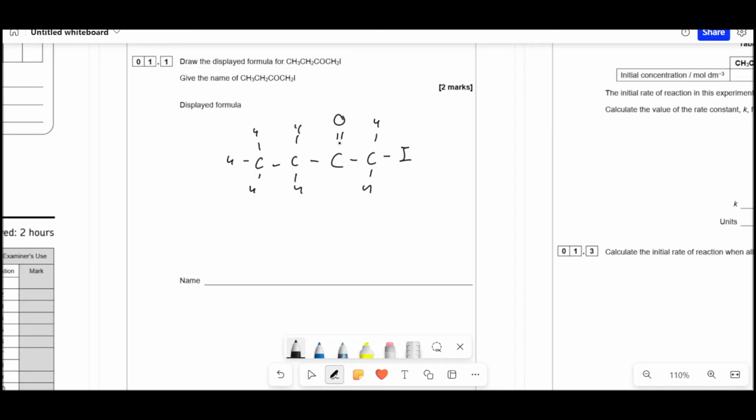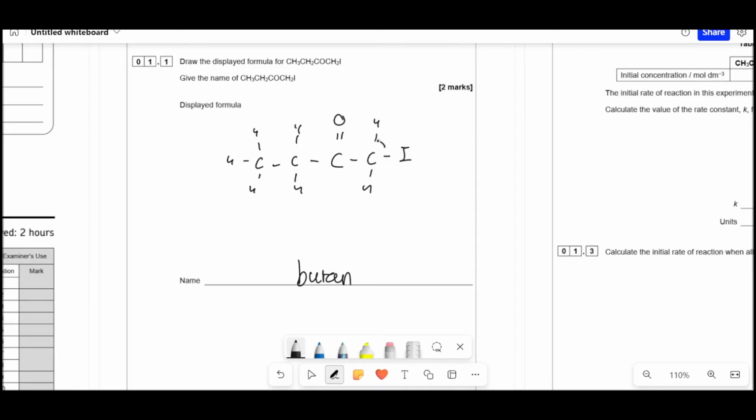So now we need to name this. So 1, 2, 3, 4, so it's going to be butan-something. Now, you should be able to recognize that this is a C double bond O, so your options are aldehyde or ketone. It's a ketone because it's in the middle, and also, aldehydes always have a CHO group like that, and that's not what this is. So this one's got to be a ketone.